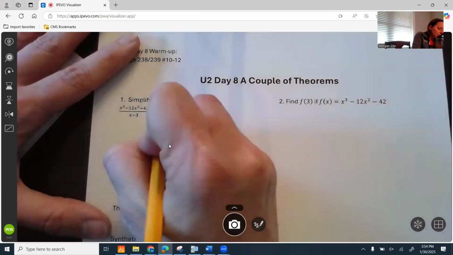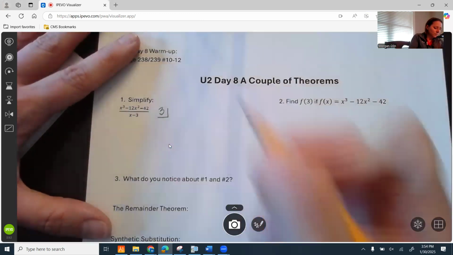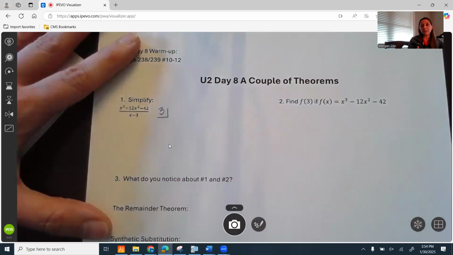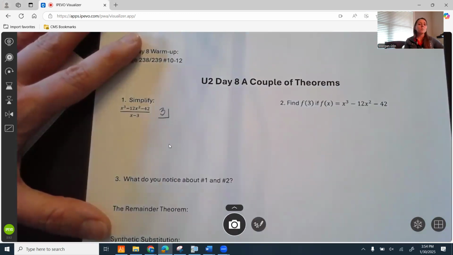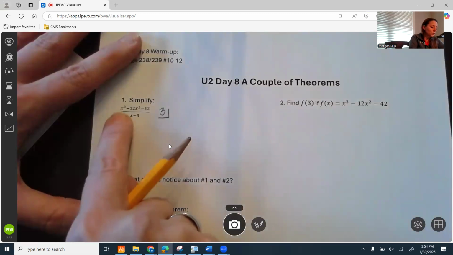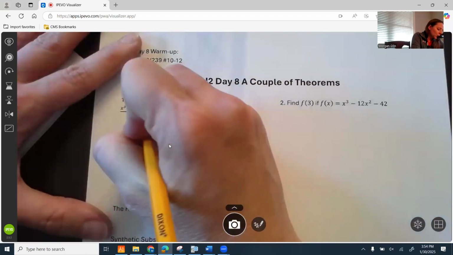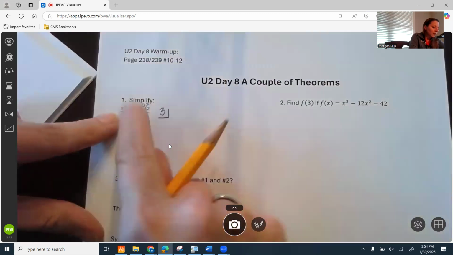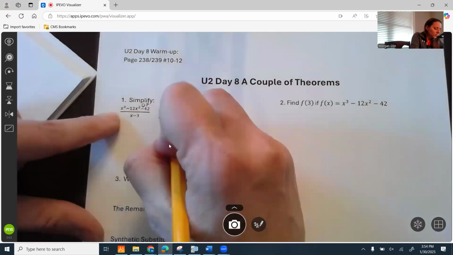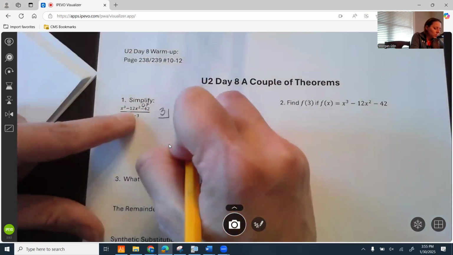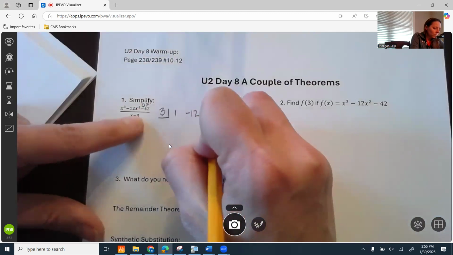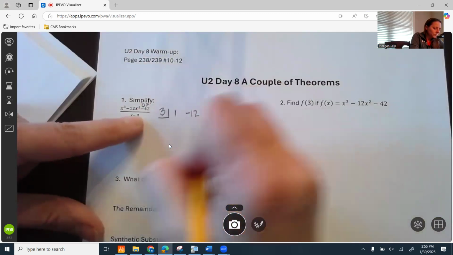If I'm dividing by x minus 3, what goes in the box? A positive 3. Now be careful before you write the numbers. With long division, you would catch it because you leave the x's in here. But here, you have to make sure it says x cubed, x squared. I need a 0x. And then I have my constant. So my coefficients are 1, then -12, then 0, and then -42.